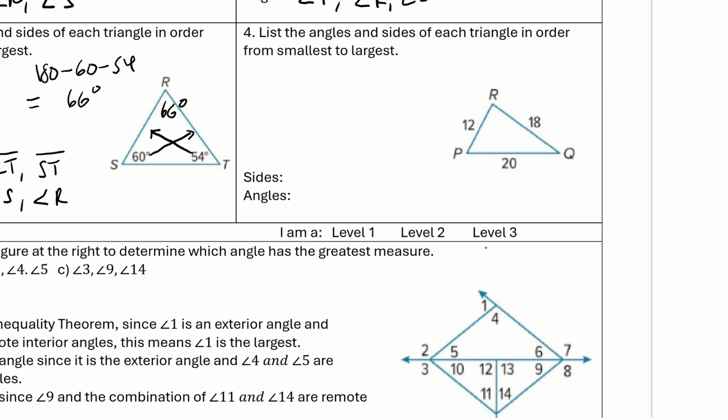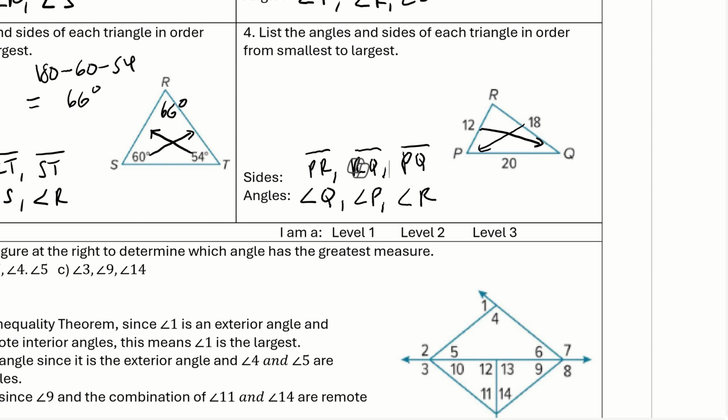Same thing here, but this is going to be doing the sides instead. So 12 is the smallest, so that means angle Q is the smallest angle. PR is the smallest side. 18 is the second smallest side, so angle P is the second smallest angle. And then we got angle R as the biggest and PQ as the biggest side. RQ was the second shortest, and then PQ was the longest. All right, so hopefully that made sense. You just look at the opposite angle side pairs.